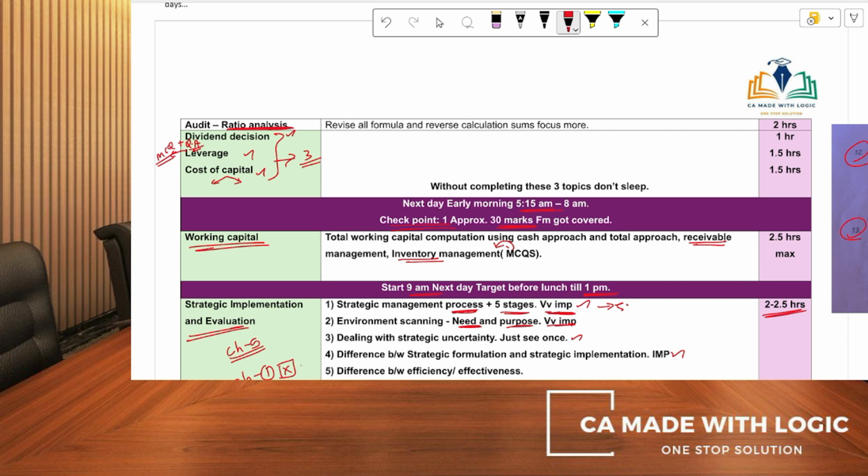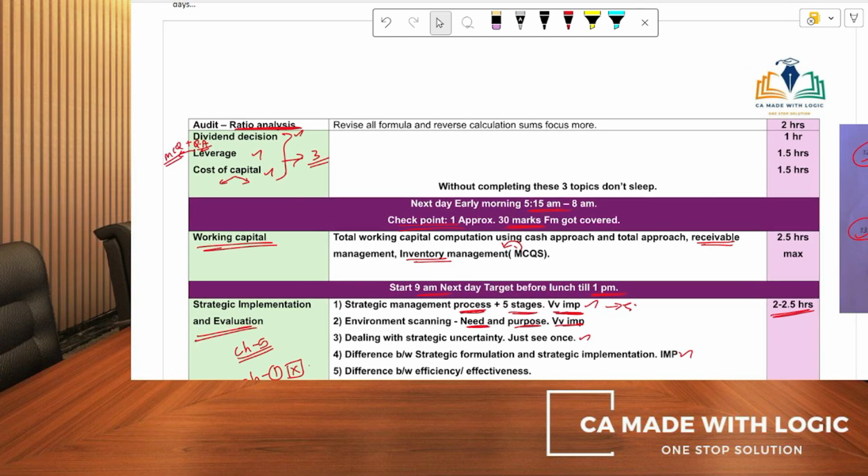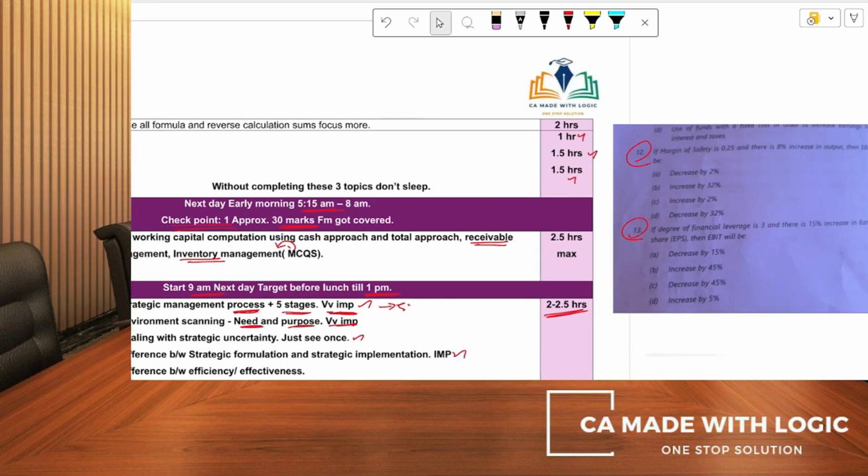For the ratio chapter, I have already said that during your 3 days holidays in your auditing, please contribute one day for ratio analysis. I hope you followed it in our Telegram channel. I have also given the time: dividend 1 hour, leverage 1.5 hours, and cost of capital 1.5 hours you need to contribute.